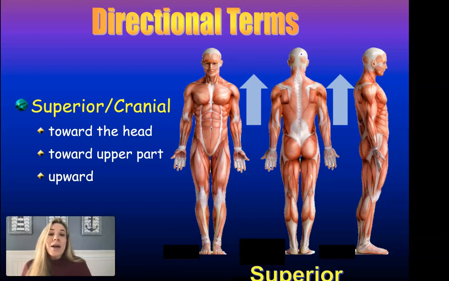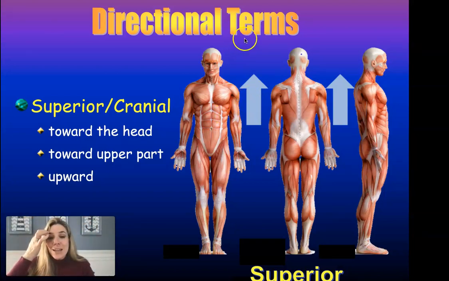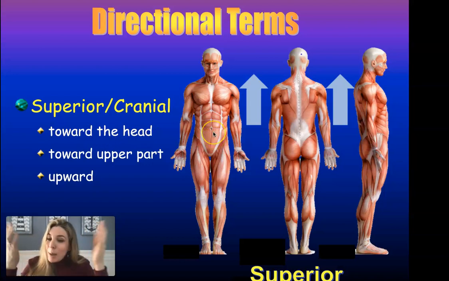So we just talked about anterior versus posterior. Anterior is in the front or towards the front, posterior is behind or towards behind. Now we're going to go up versus down. This is called superior if we're talking up towards the head, and it could also be called cranial because it's referring to the head. So superior means toward the head, toward the upper part, or upward.